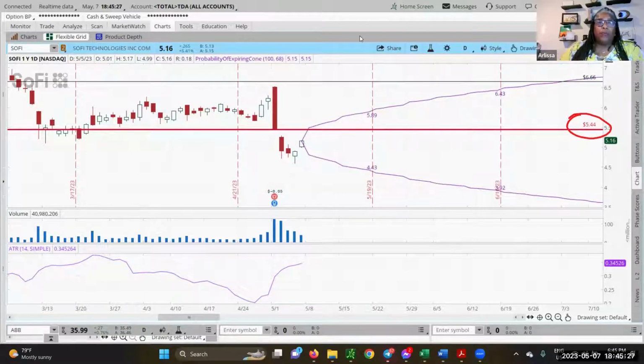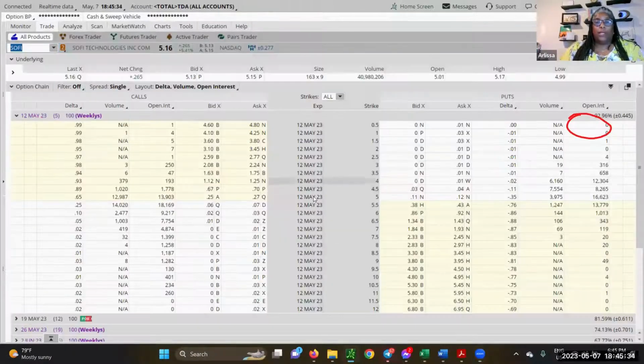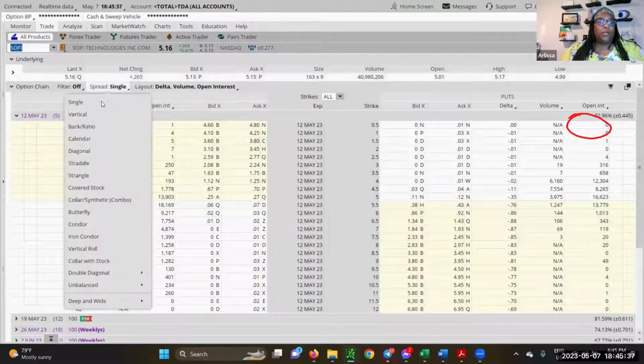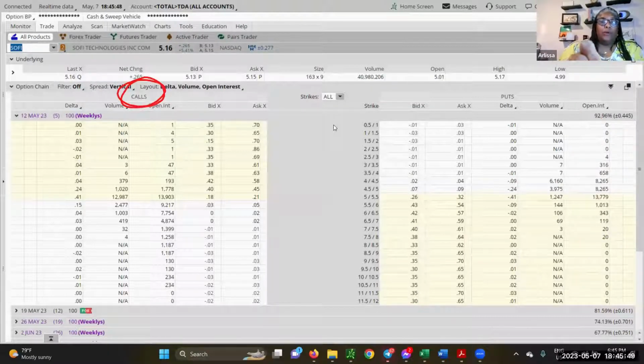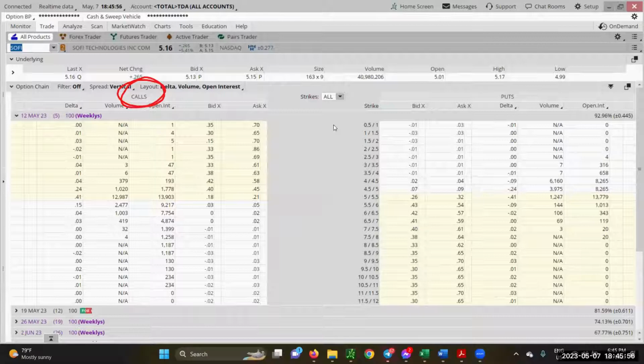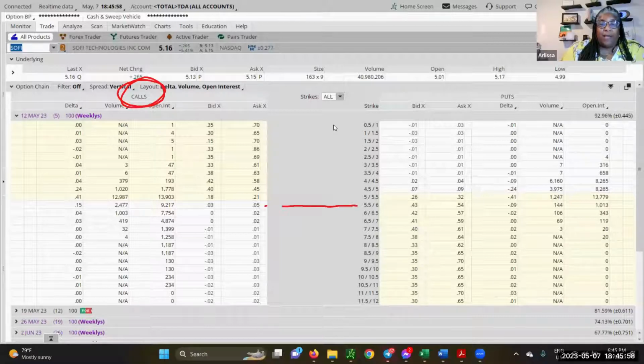So if we're looking back at the trade, we've got 5.44 as our resistance. Let's put ourselves on the vertical. We're on the call side because we're doing a call credit spread. And we need to be above, what did we say, 5.44? Yes. So we can do a spread that is 5.5/6.